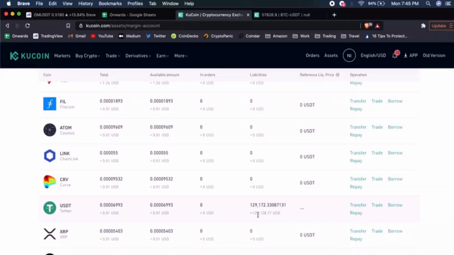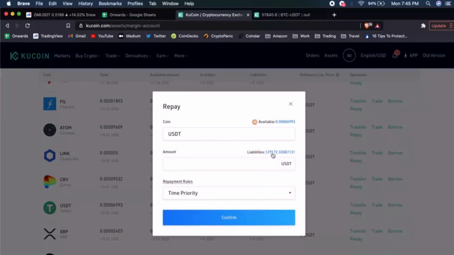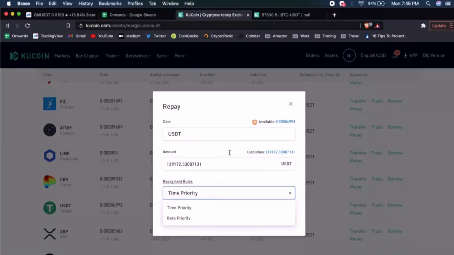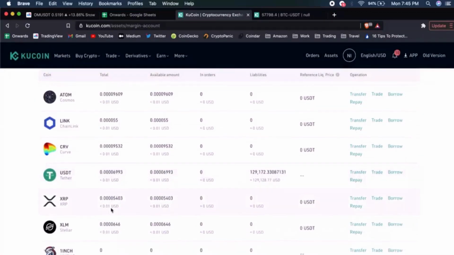This is what I owe. To repay it, I would click on repay here. I would put the full amount, and I would put time priority or rate priority depending on what you want. It's almost the exact same thing. Rate priority will prioritize the rate first if you have several different loans out, and time priority will prioritize the ones that have been out the longest.